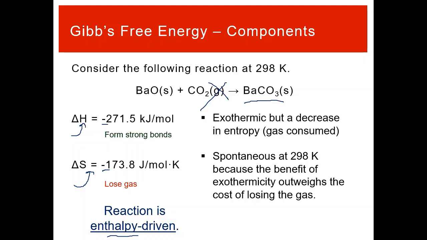And we said enthalpy driven processes were at low temperatures, and that's a relative term. Here, 298 K isn't exactly cold, that's room temperature, right? But it is low in the scheme of this reaction. We'll see where that temperature cutoff is.